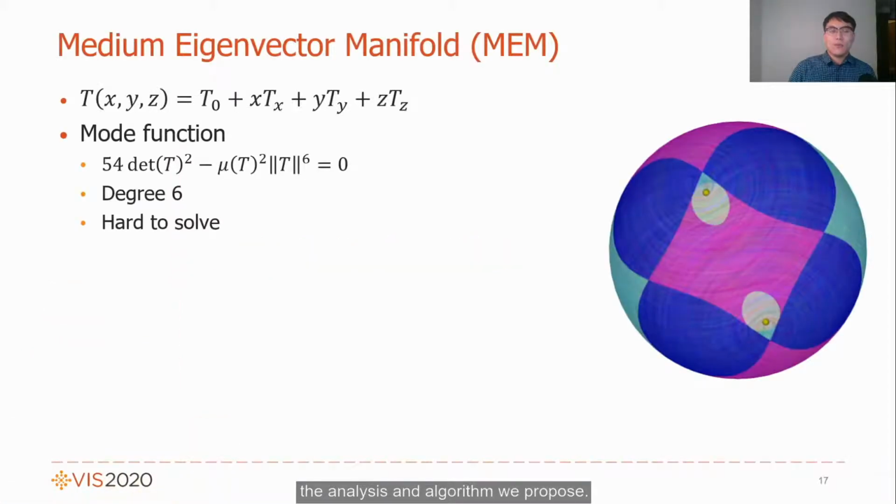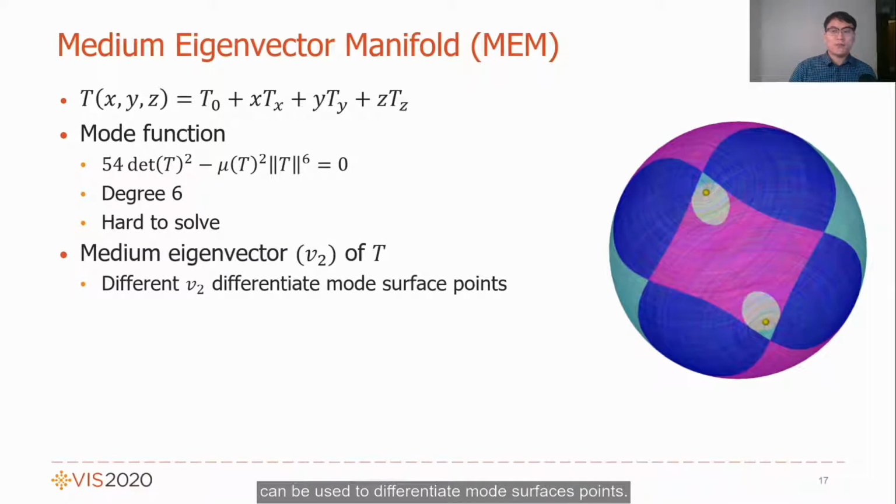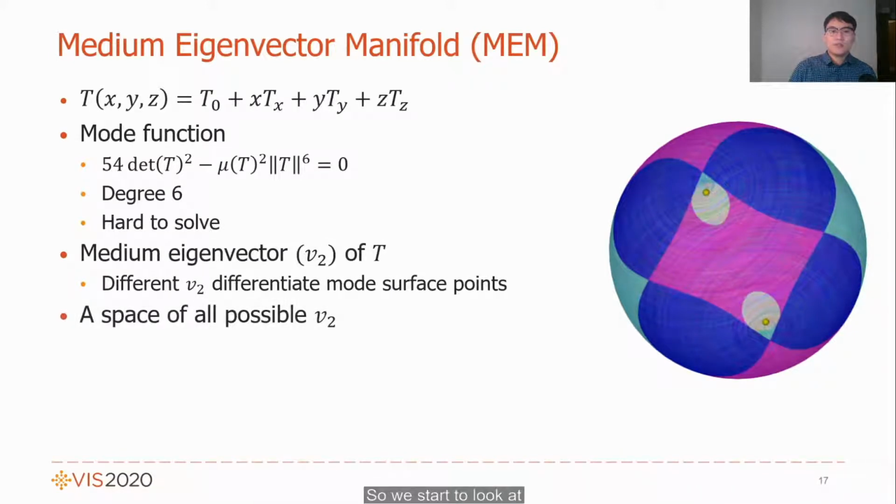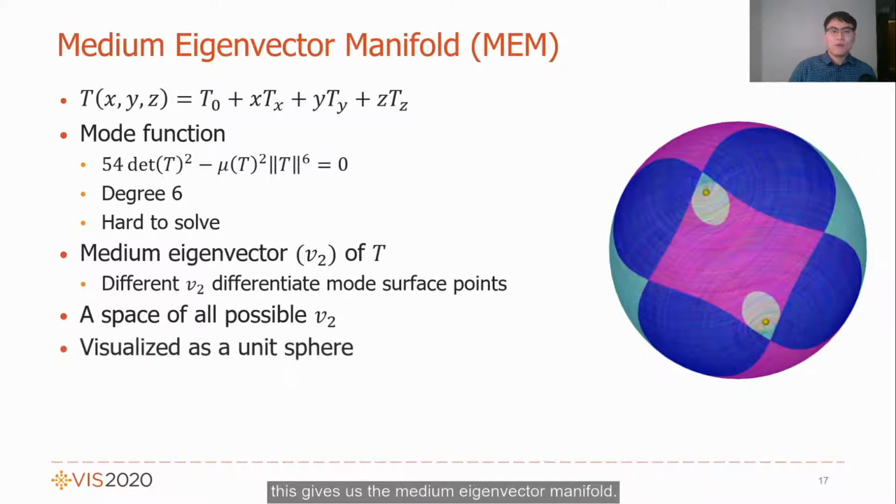When trying to compute the mode surfaces, we realized that because of the high degree of the mode function, it is so hard to compute the mode surfaces directly. We wondered whether there is a space we can utilize to make it easy to parameterize the mode surfaces. After some study, we realized that the meeting eigenvectors of the tensors can be used to differentiate mode surface points. So we start to look at all possible meeting eigenvectors in a linear tensor field. This gives us the meeting eigenvector manifold. We visualize this manifold as a unit sphere.